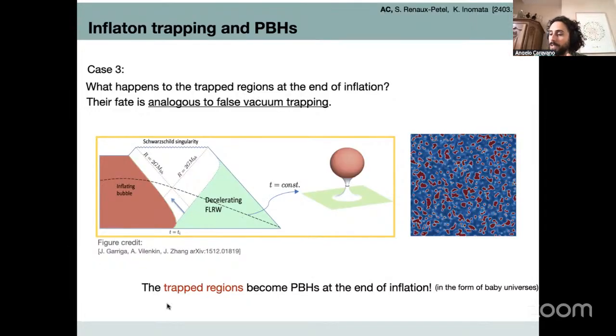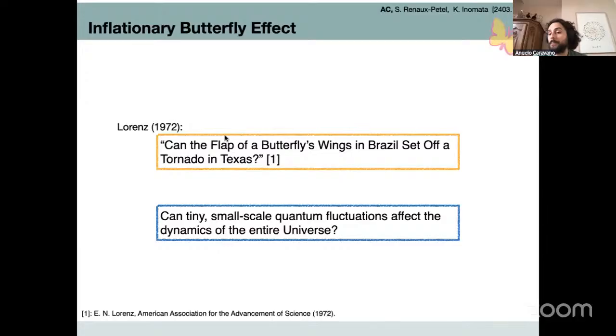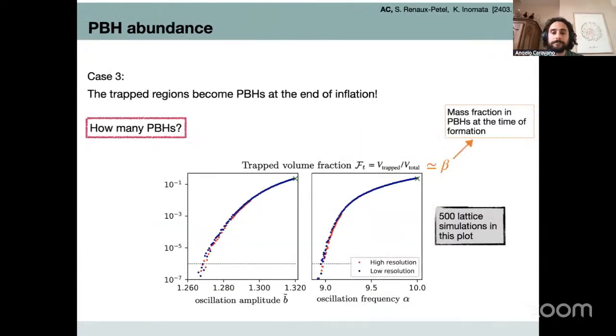This false vacuum trapping phenomenon has been studied in the literature. So we just had to understand that our situation was analogous to false vacuum trapping, but all the detailed dynamics of false vacuum trapping and what happens has been studied already, so we could rely on these results. And relying on the results existing in the literature, we can try to estimate how many of these black holes, which are primordial black holes, are formed in the early universe.